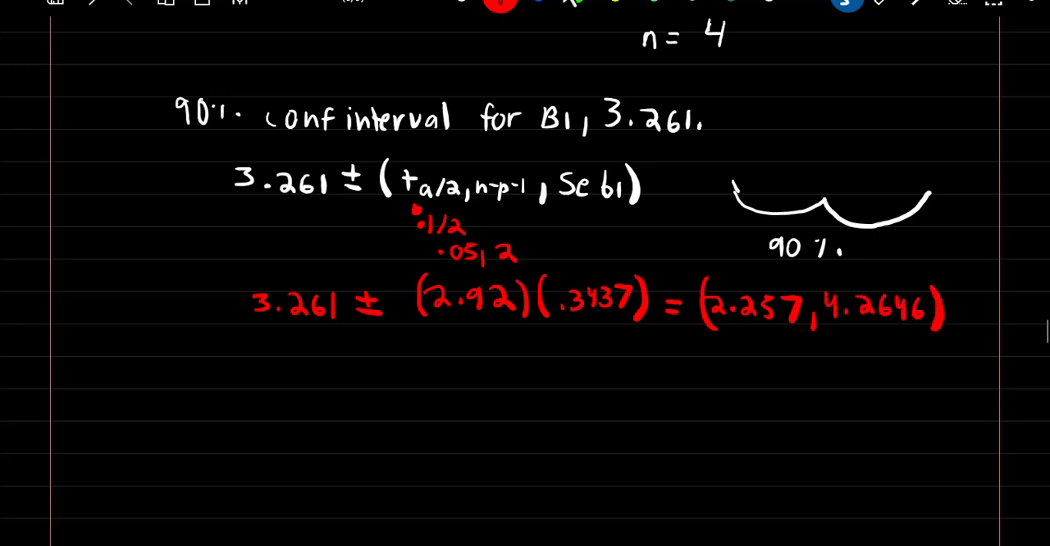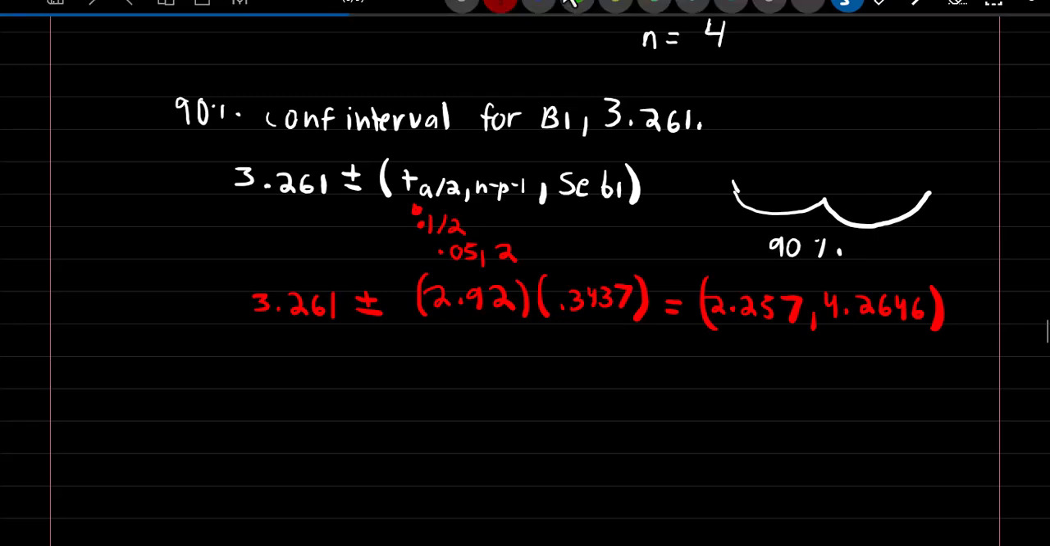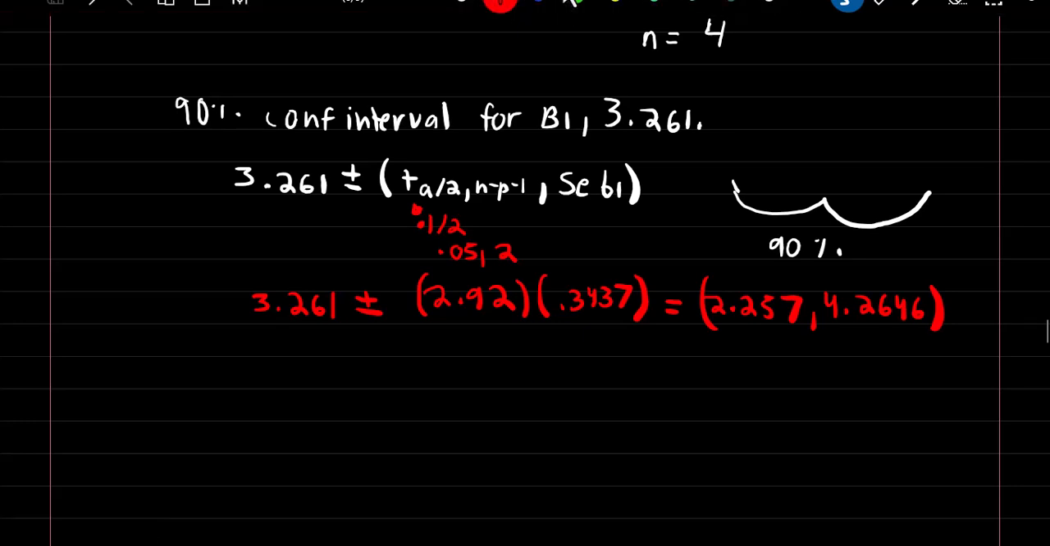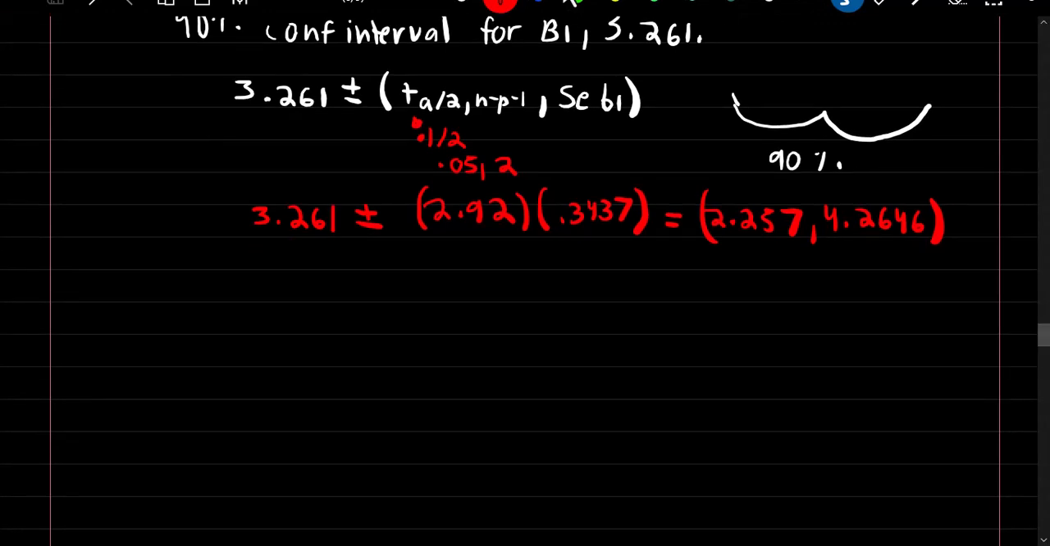4.2646. So what this is saying is that from our sample, where we got an estimated parameter of 3.261, we can say with 90% confidence that the true population parameter falls within the interval of 2.257 to 4.2646. And then we can do the same thing for the intercept.